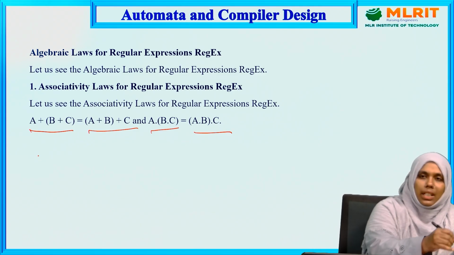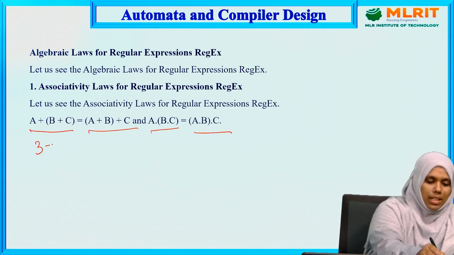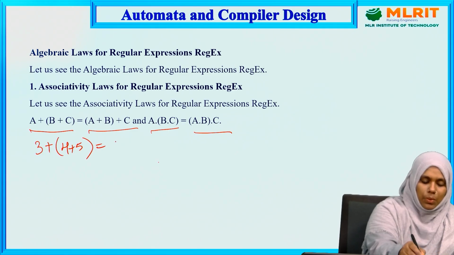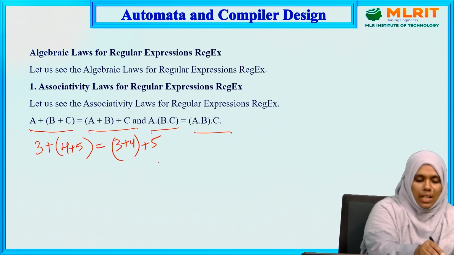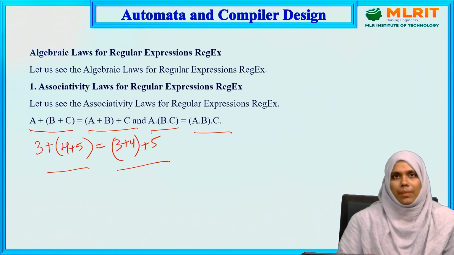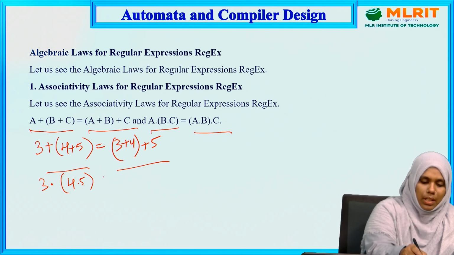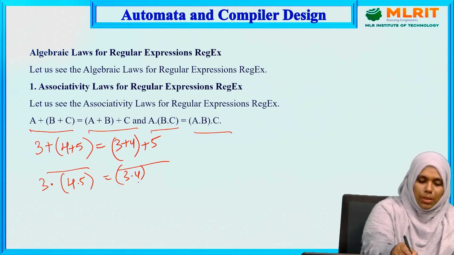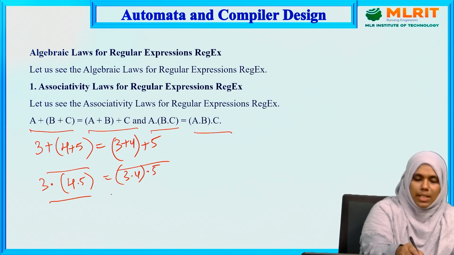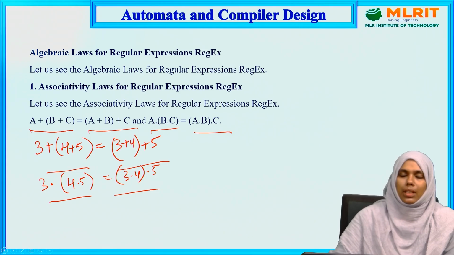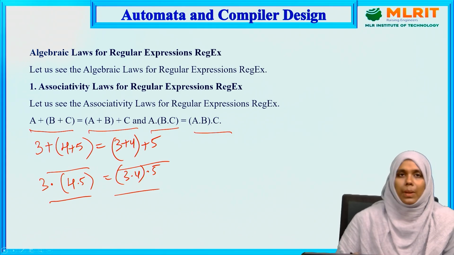If we write it in terms of numbers, we can say: (3 + 4) + 5 is equal to 3 + (4 + 5). Both the answers will be the same. In the same way, in multiplication, (3 . 4) . 5 is equal to 3 . (4 . 5). Both the answers will be the same. So this is the first law, the associative law, which we use in regular expressions.